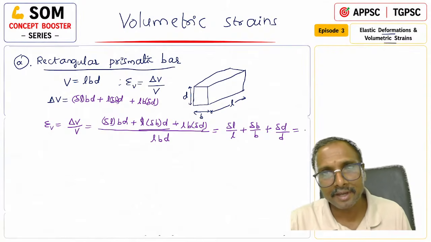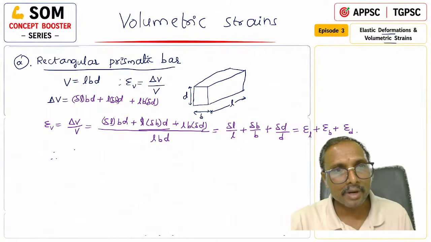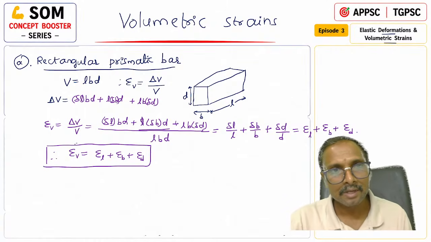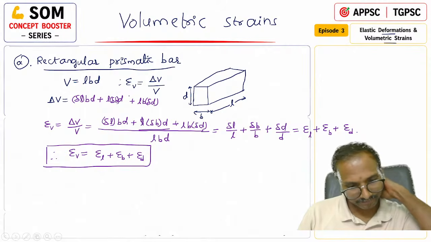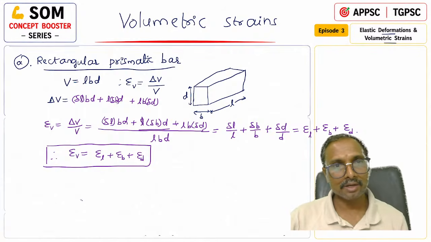So finally that is nothing but your epsilon L. Delta L by L is change in the length by the original length, which is strain in the length. Delta B by B is change in the width by the original width, strain in the width. Change in the depth by the original depth is strain in the depth. So therefore epsilon V is epsilon L plus epsilon B plus epsilon D. Is it clear how we have got this, everyone? Clear or not?